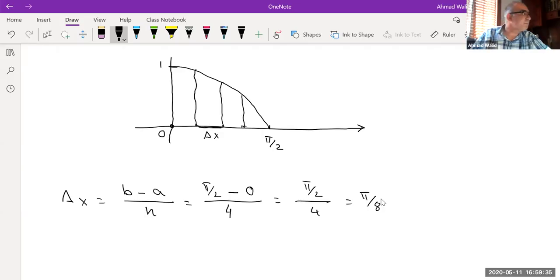Correct? It means this distance from here to here, here I have pi over what? Pi over 8. This small piece is pi over 8. If this is pi over 8, definitely I know here I have pi over 4. If this is pi over 4, definitely it's easy to calculate to here. Here this will be 3 pi over what? 3 pi over 8.